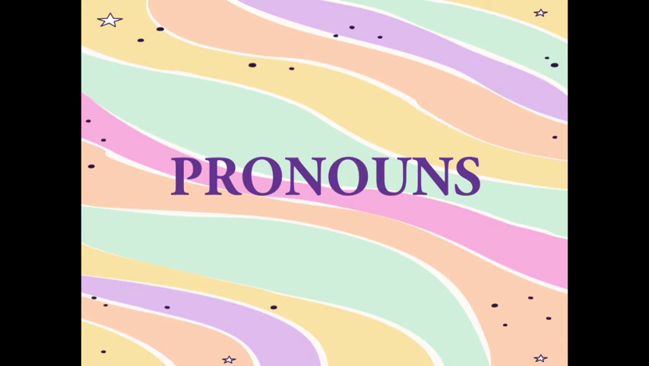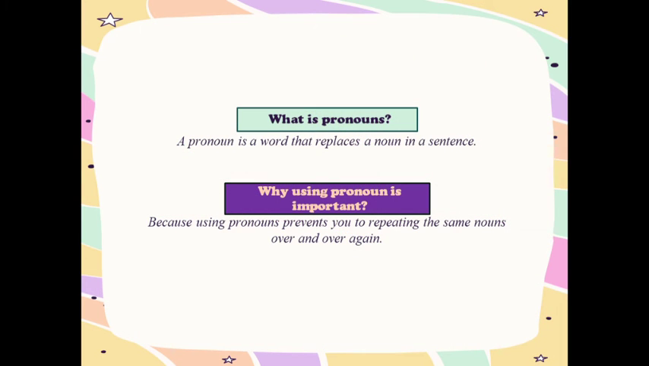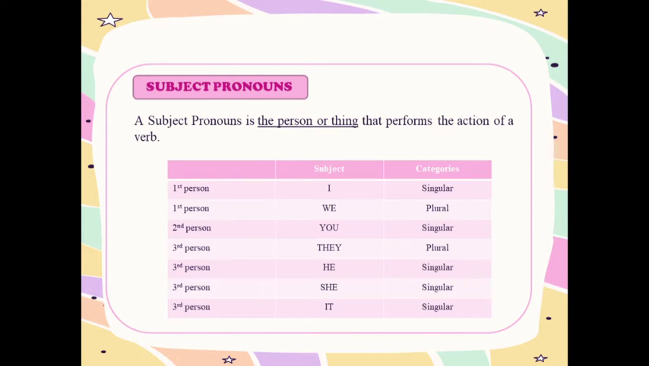And now let's take a look at pronouns. What is a pronoun? A pronoun is a word that replaces a noun in a sentence. When we're learning a language, pronouns are important. Why is using pronouns important? Because using pronouns prevents you from repeating the same nouns over and over again. However, I still find a lot of people using pronouns in the wrong way. There are many different types of pronouns, each serving a different purpose. But in this video, we will learn about the application of two pronouns.